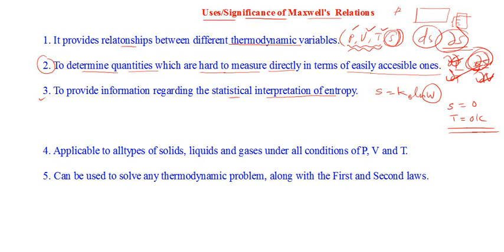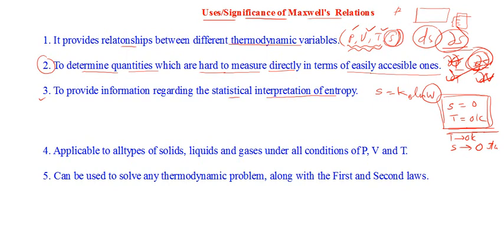Actually, this is what is known as the third law of thermodynamics, which is not directly mentioned in your syllabus, but it's good that you understand. The third law of thermodynamics states that in the limit of temperature tending to 0 Kelvin, the entropy of the system will tend to 0 joule per Kelvin, and that denotes perfect order.